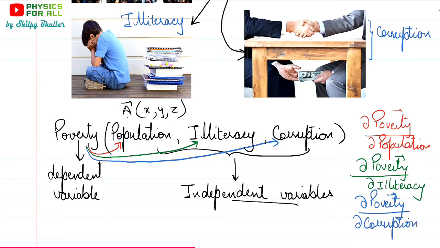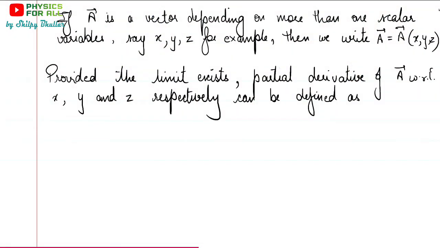So we will take the partial differentiations individually, and then we will combine all these three to get the final answer. So this is how we perform partial differentiation. Let's see how to write it down mathematically.